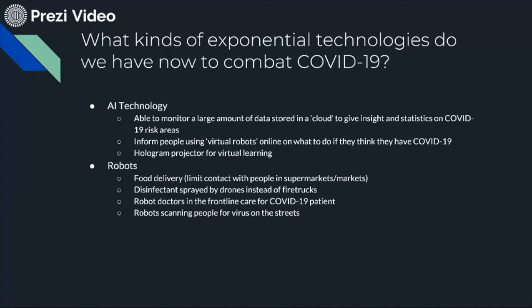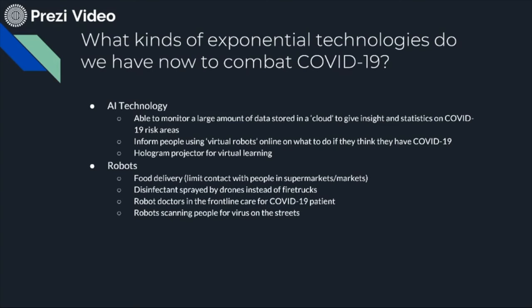We can use AI technologies that are able to monitor a large mass of people's data, which can be put into one whole information set so that we can monitor community health and also use it to inform people. We can also use robots for food delivery. Instead of people having to go to the supermarket to buy groceries, there will be robot deliveries. Of course, this is still for the future, but these technologies are starting to grow. We can also use robots to spray disinfectants. We can use robot doctors to care for COVID-19 patients.